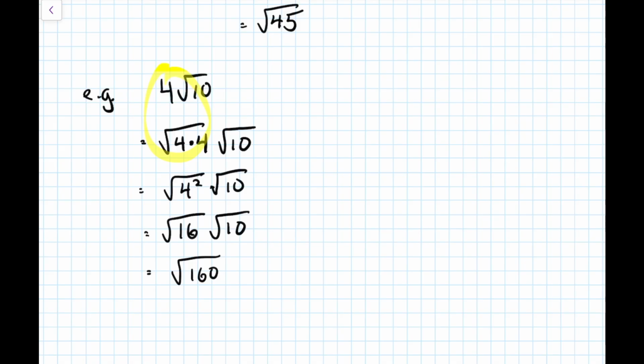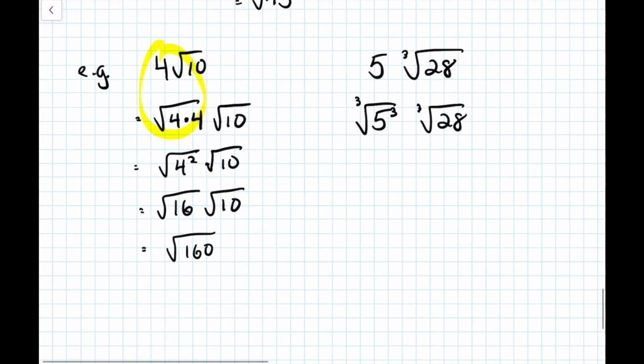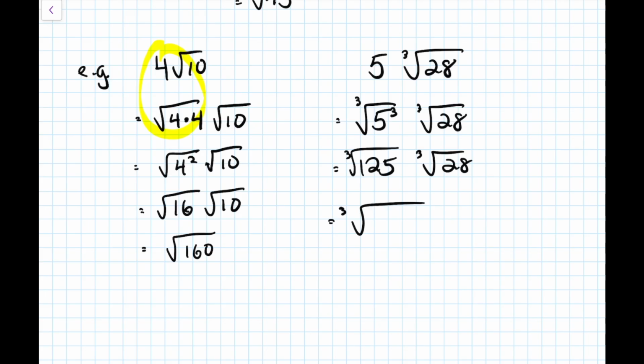So it's really this first crucial step of knowing to turn the thing on the outside into 2 things on the inside, or maybe not always 2 things. So if we did 5 times the cube root of 28, that 5, when you turn it into a root, is going to become 3 5s. So it's going to be 5 cubed. Still times cube root 28, though. 5 cubed, if you calculate that, is 125. So we're doing the cube root of 125 times the cube root of 28. You might have to multiply that either on a calculator or by hand. When you do multiply those, you find out that 125 times 28 is 3,500.